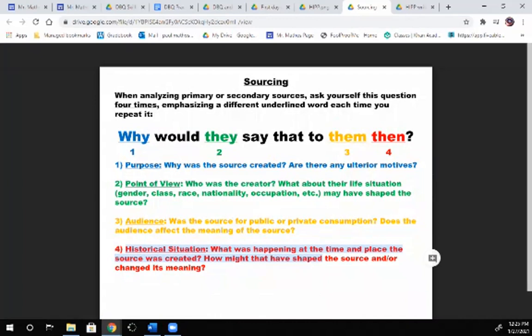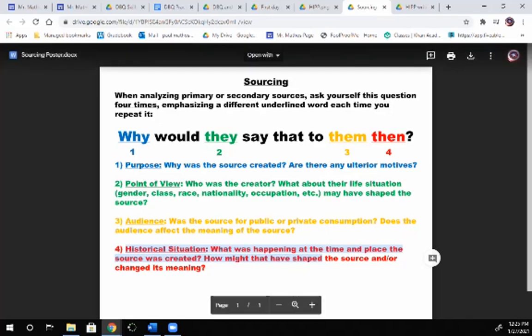No, you don't have to choose a different one every time. You do not. You can choose the same one over and over again. However, some documents are easier to do with historical situation. Some documents are easier to do with audience. You know what I mean? The documents kind of show you, this is easier if I just analyze it with audience versus that or another thing. So this is something that we can use.